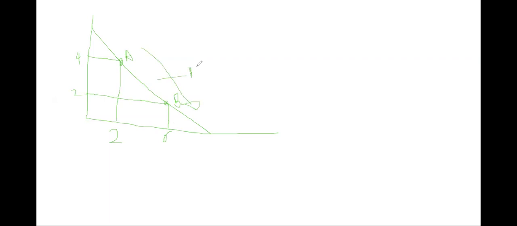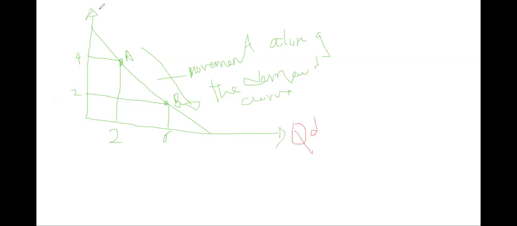Movement along the demand curve. This terminology is important. So this movement along the demand curve is caused by what? Who can chip in? This is quantity demanded. It's caused by what? Price. Remember, it's caused by price because the price decreased from 4 to 2. And because of that, quantity demanded increases from 2 to 6.